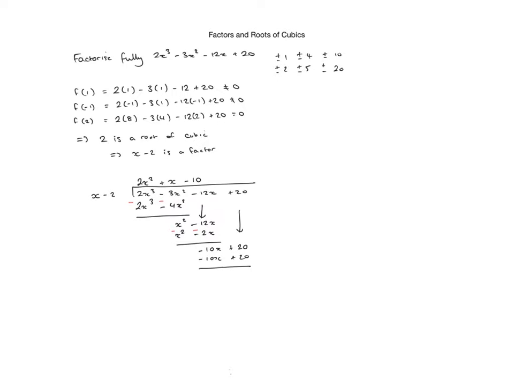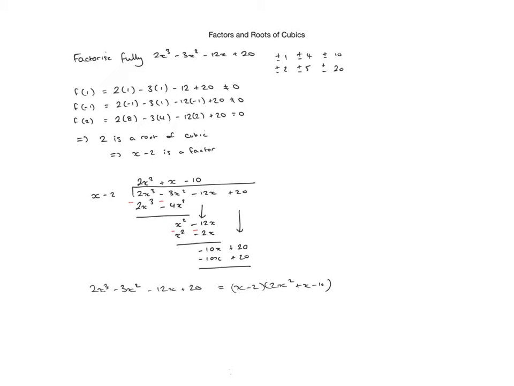the division correctly. So that now means that I can write the cubic in terms of its factors, i.e. that I can say that 2x cubed minus 3x squared minus 12x plus 20 is exactly the same as x minus 2 multiplied by 2x squared plus x minus 10.